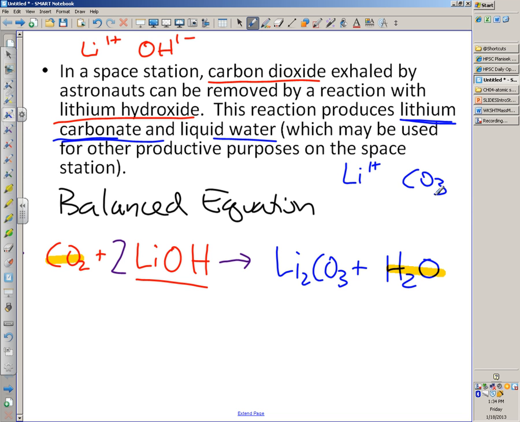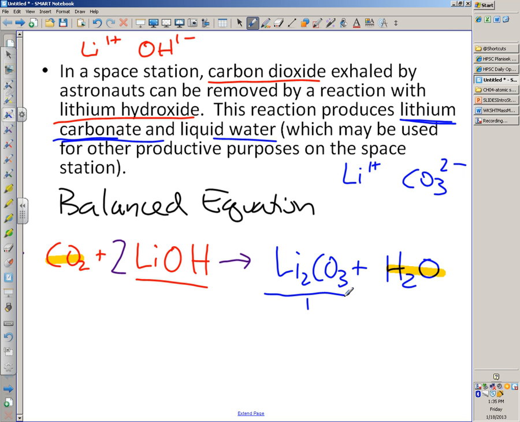CO3, but more importantly, what charge does it come with? -2, right? So now, within the compound, the charges have to balance. So how many lithiums are you going to need to balance out the carbonate? 2. And that's where the subscript comes from, and that's why this is the formula for lithium carbonate. Does that make sense? Because in a compound, the pluses and the minuses have to balance.